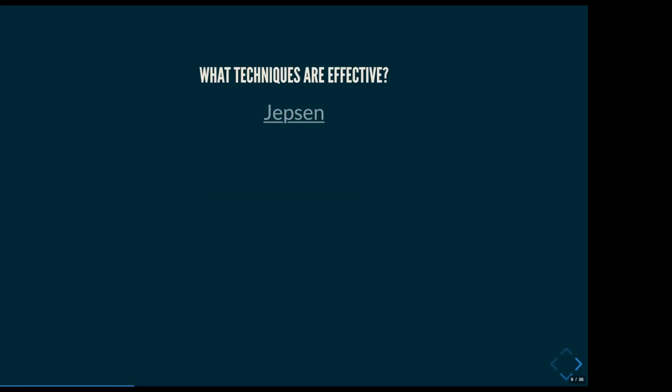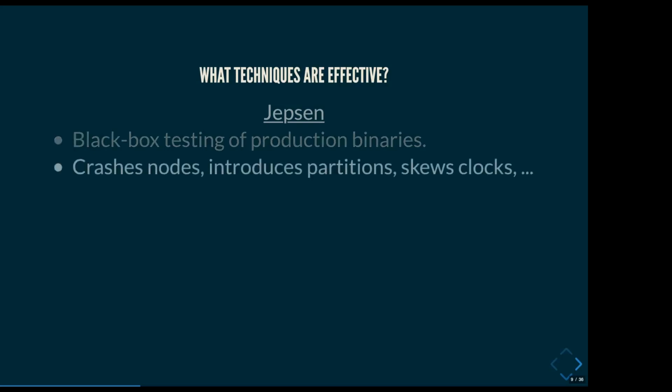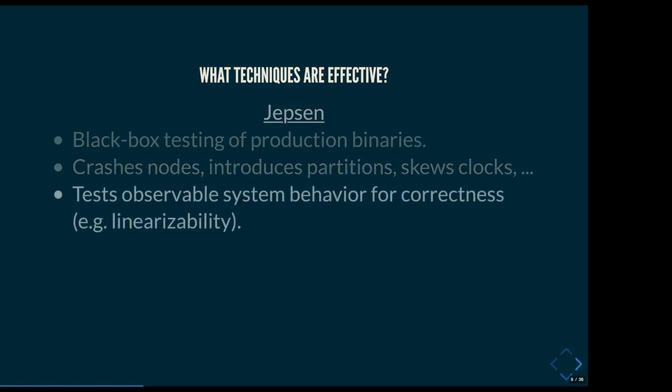One system that's been incredibly effective is Jepsen, which is developed by Kyle Kingsbury. And Jepsen does what you might call black box testing of the resulting binaries. What it does is it will perform requests to this system and record what it's doing. And then concurrently with that, it will crash nodes, it will introduce network partitions, it will alter the clocks on the nodes, and see how the system behaves in response to that. And then you can test various expectations of the system.